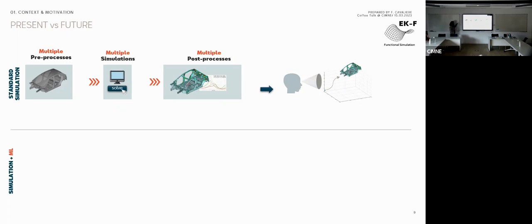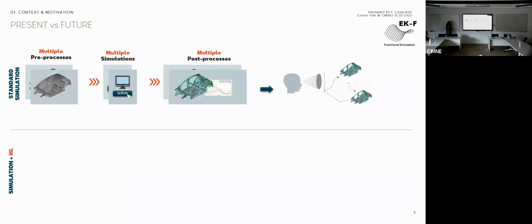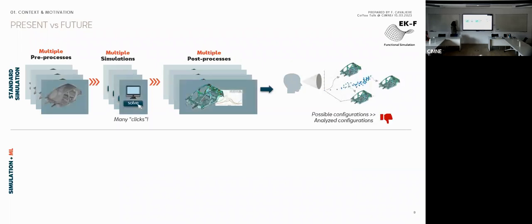The present is that we have multiple processes in order to get to the results. Pre-process, simulation, post-process, and the first time we get one point in our design space, right? One solution. Then we do it again and we get another point. We know another solution in the design space. And we do it again multiple times. So we run it many times, many clicks, as I wrote down here. And what happens? We have a lot of results now, but for sure, all the analyzed configurations that we had time to check are much fewer than all the possible combinations of all the parameters of our car components, right? So our vision is somewhat limited to the tests that we could make.